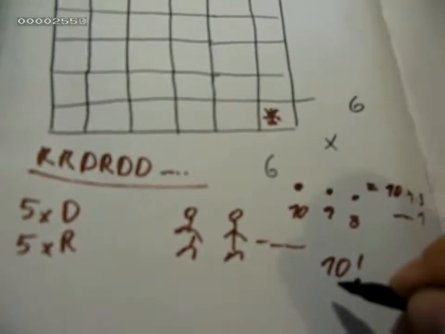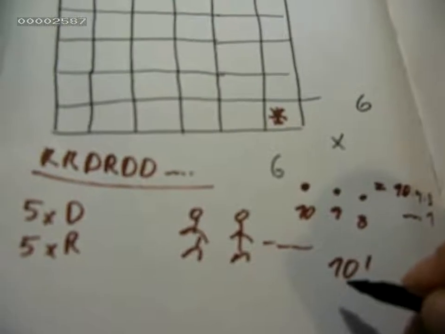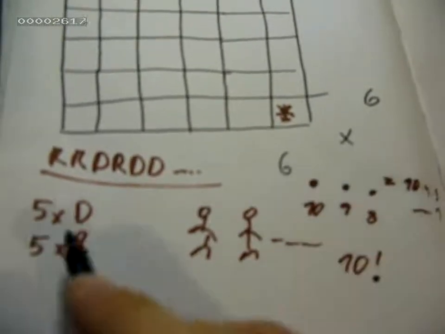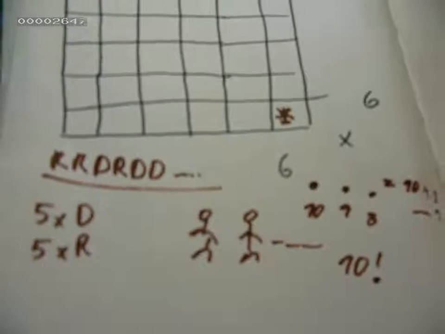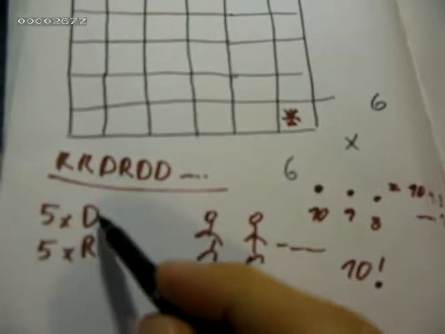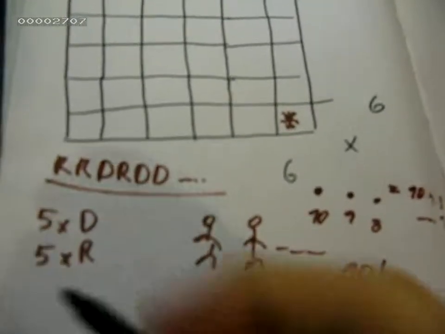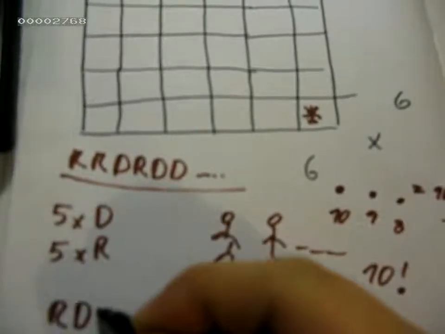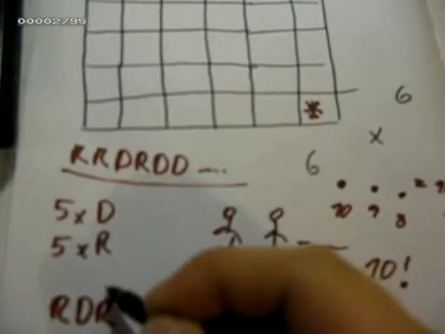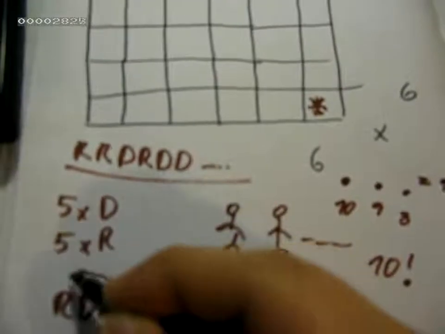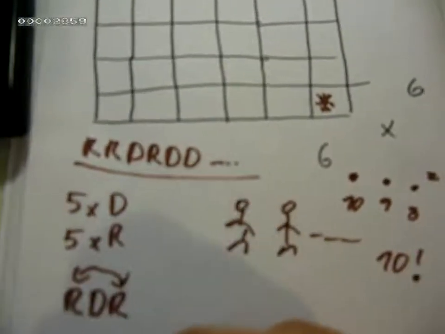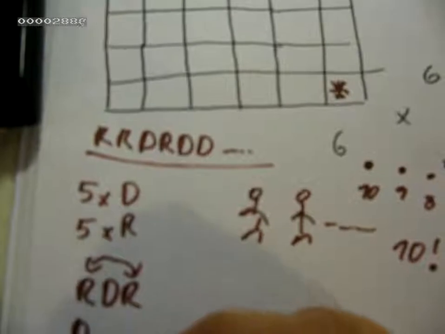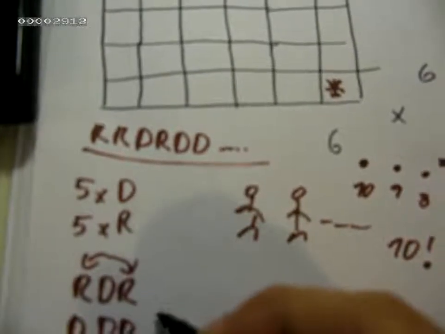But we have only two letters, and every R is interchangeable. So if we have a path like R, D, R, and we flip those two R's, the resulting path is the same. It's R, D, R.